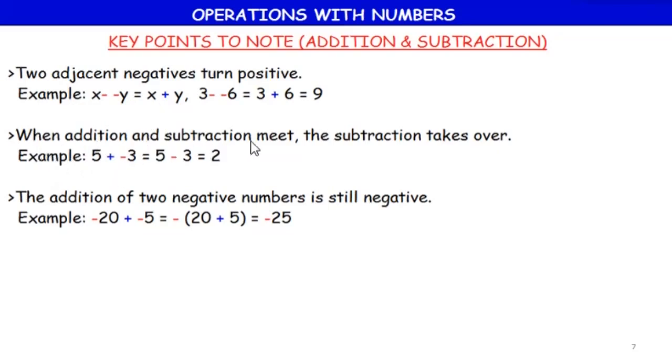When addition and subtraction meet, the subtraction takes over, right? For instance, if we have 5 plus negative 3, because of this negative sign here, this addition sign is not going to make any difference. So we are going to interpret 5 plus negative 3 as 5 minus 3. The subtraction sign is going to take over. So 5 plus negative 3 is equal to 5 minus 3, and the result is 2.